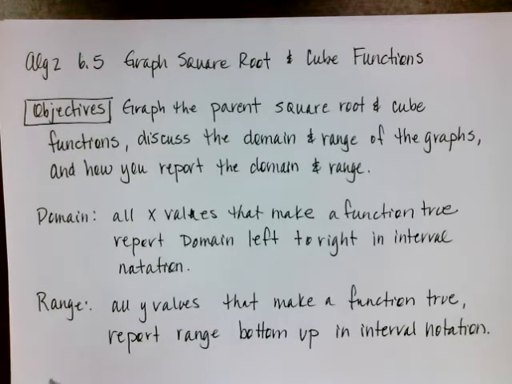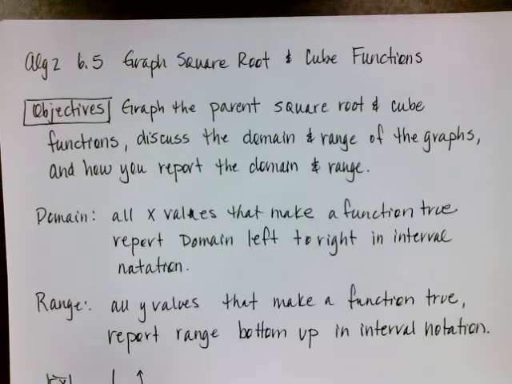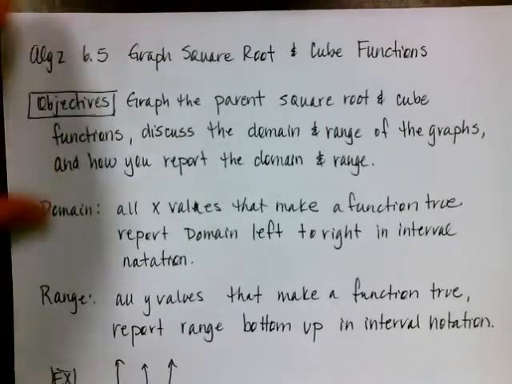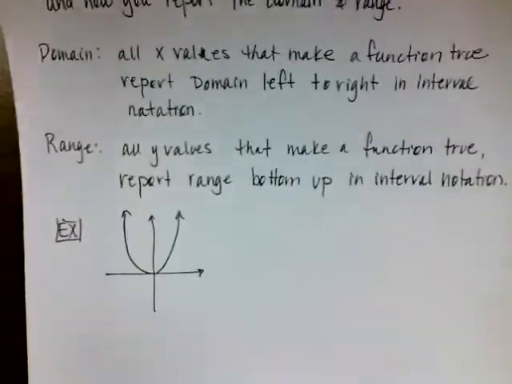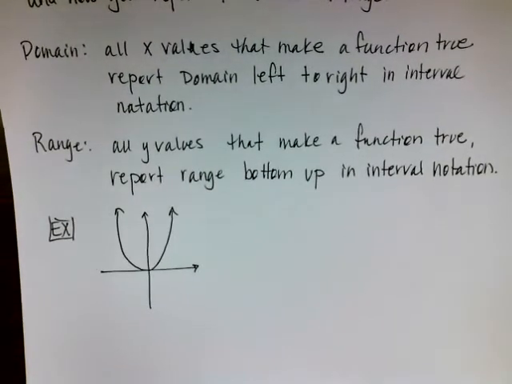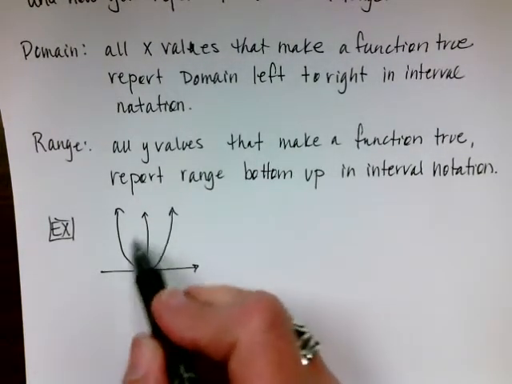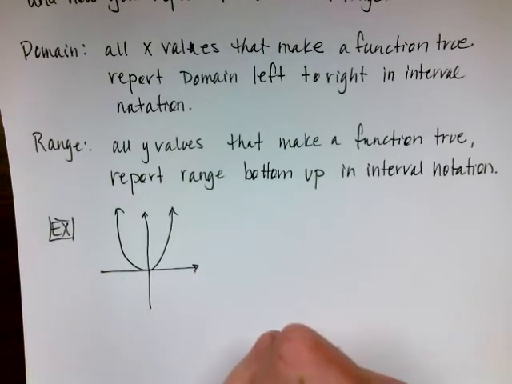Alright, so here's my first example, and I'm going to have just a little graph of a parabola, and my parabola is going to go up, and it's going to go through the origin. I guess you can't see it. There is nothing that creates any breaks in the graph. I don't have any holes. I don't have any asymptotes. We'll talk about those later in the year.